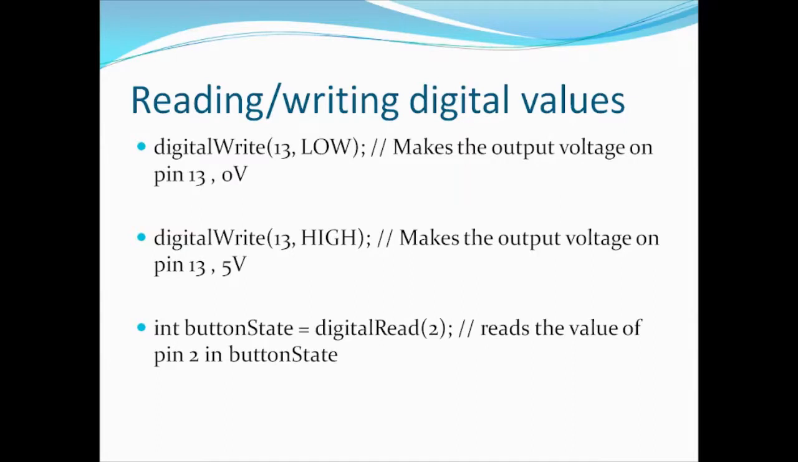So next is button state. There is buttonState = digitalRead(2). What digitalRead 2 does is it reads the digital signal on pin 2, and it sets the value to that variable, that is, buttonState input.